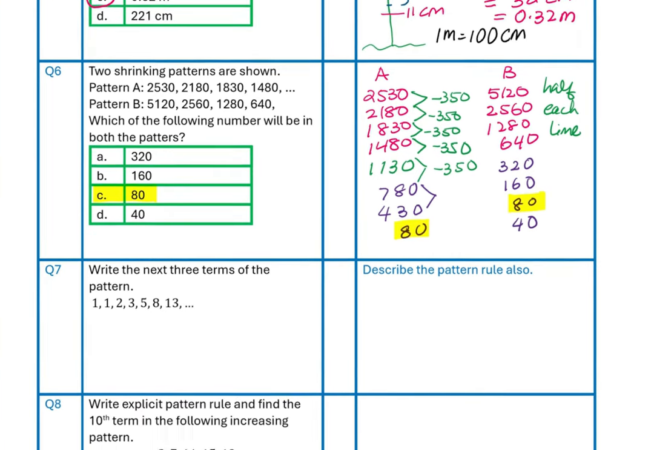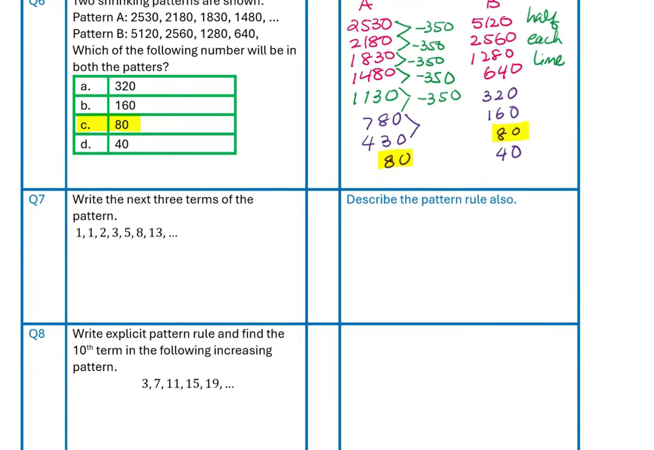Now let's move on and take the next questions. Question number 7 is write the next three terms of this pattern. Describe the pattern rule also. So on this side, I've given you some other things. When we have a question where multiple choice is not there, the marks are on communication. How do we solve it? So therefore, we need to describe 1, 1, 2, 3, 5, 8, 13. It's a very difficult pattern.